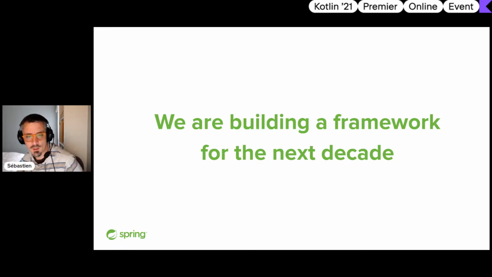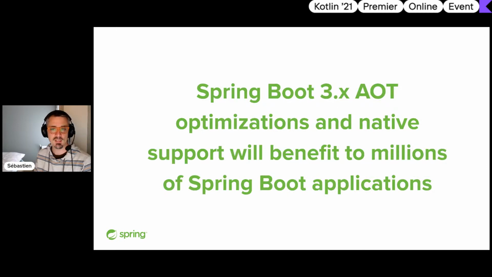So with Spring Boot 3 and Spring Framework 6, we are building a framework for the next decade, and we are doing a lot of changes like using Java 17 bytecode as the minimal version. So with a new version of Kotlin that will work perfectly fine. And Spring Boot 3 AOT optimization and native support will benefit millions of Spring Boot applications.